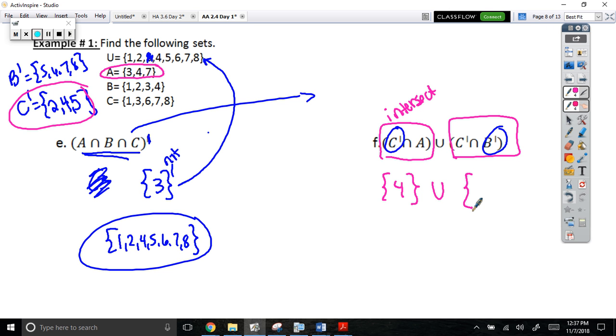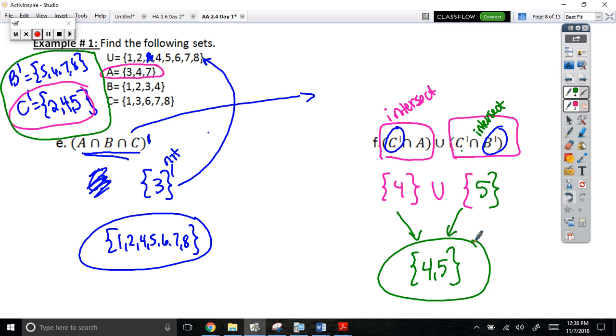Now the next set, I'm looking at what's not in C, intersect, what's not in B. So I'm comparing these two sets this time, looking for common elements. What do we see in common? 5. Now we unite those two sets together, and we get 4, 5.